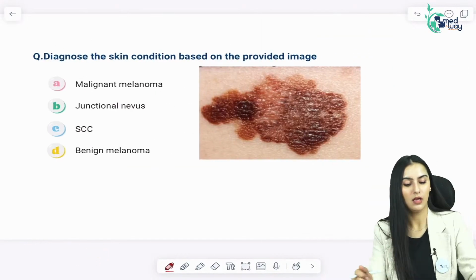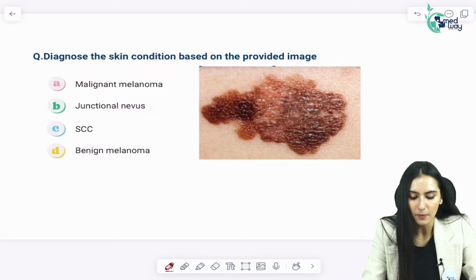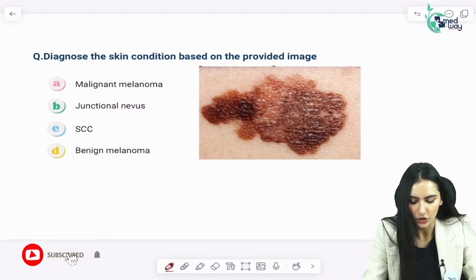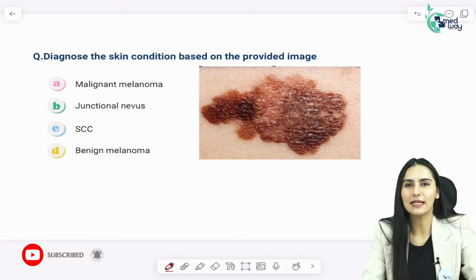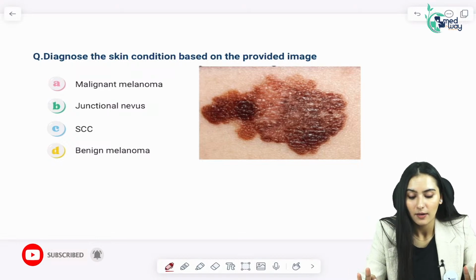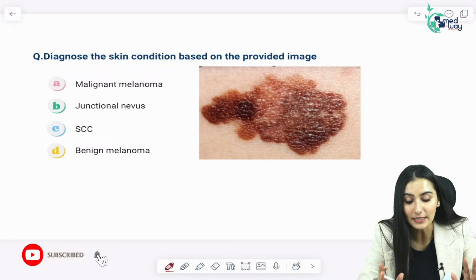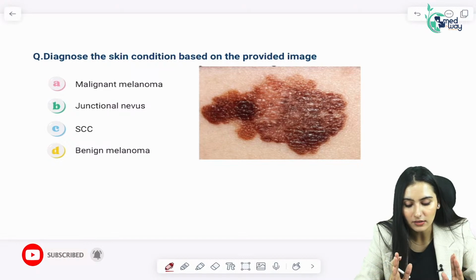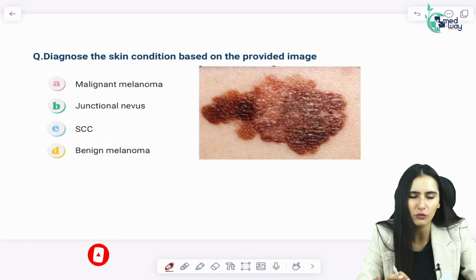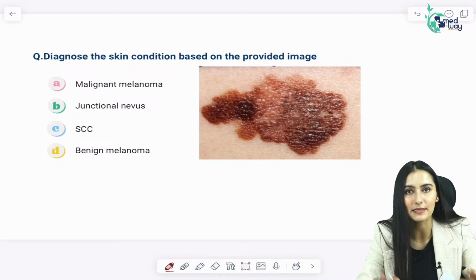Next question. Diagnose the skin condition based on the provided image. Very simple. I'll tell you one thing in dermatology. You don't have to read a lot of what is written in the question. If an image is given and it is a clinical image, the diagnosis is straightforward. It should take you 2 to 3 seconds to just say, this is this, and move on.